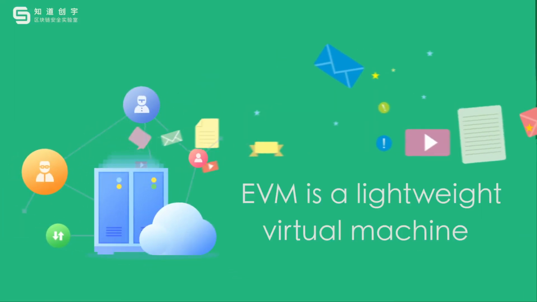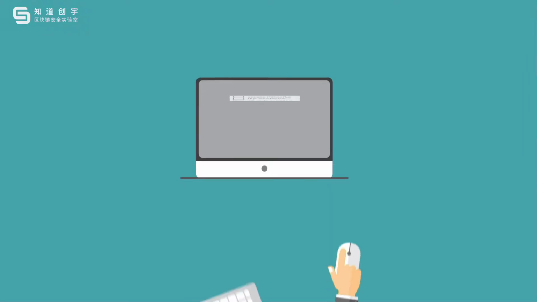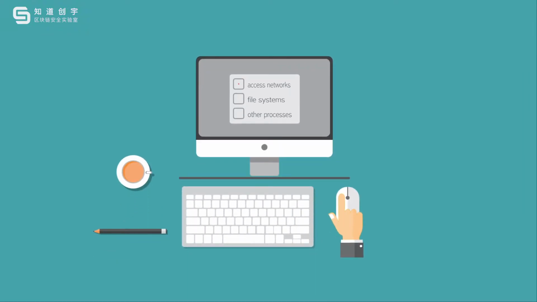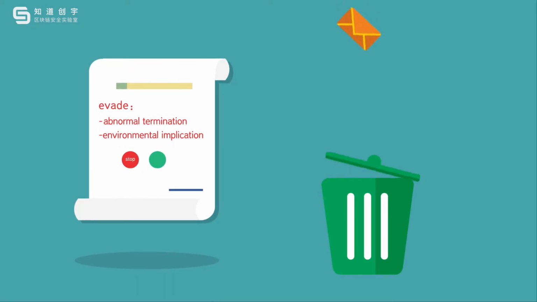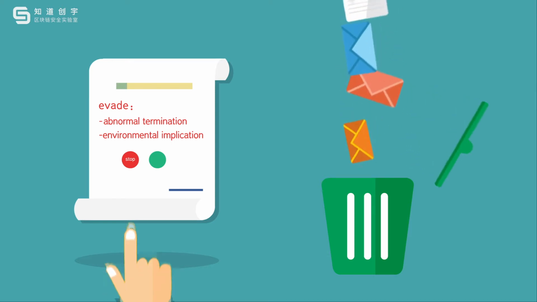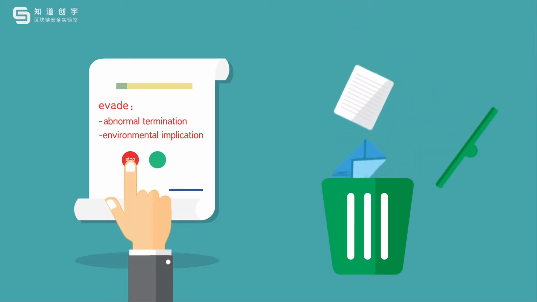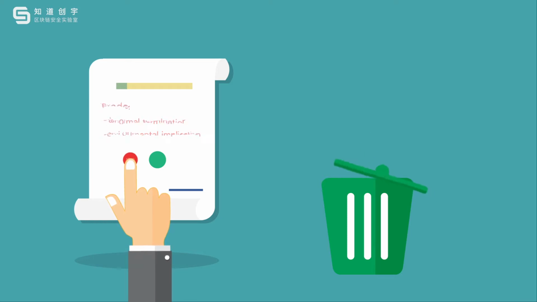The EVM is a lightweight virtual machine, and code running in the EVM cannot access networks, file systems, and other processes. In this way, the Ethereum network can safely run smart contracts without being affected by abnormal termination of smart contracts or the external environment.